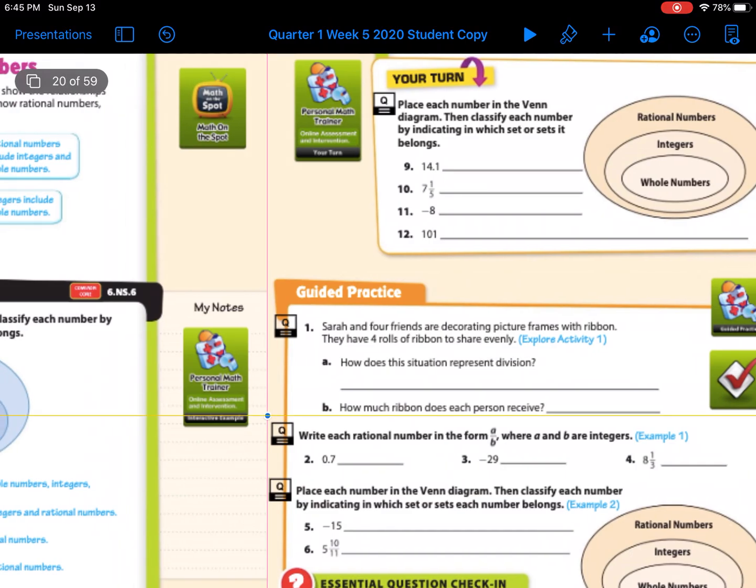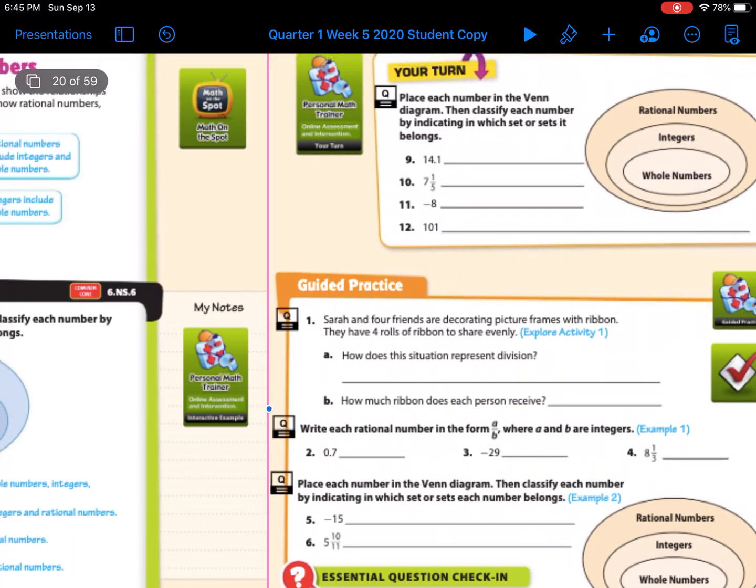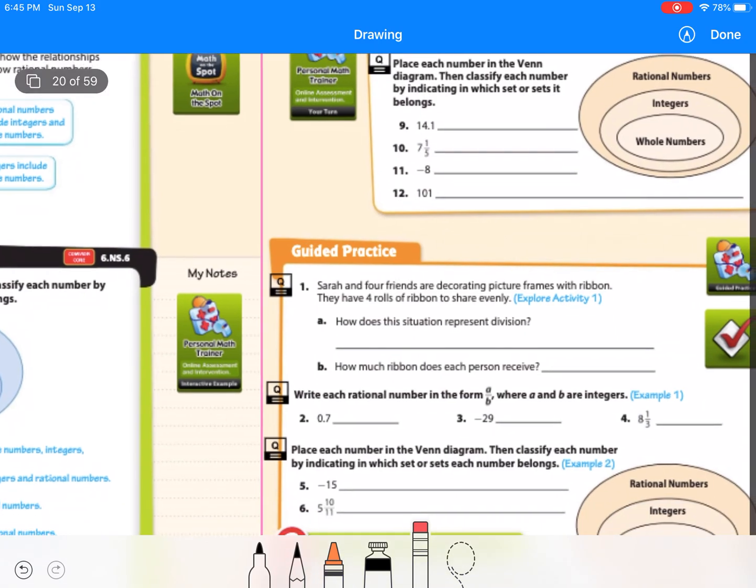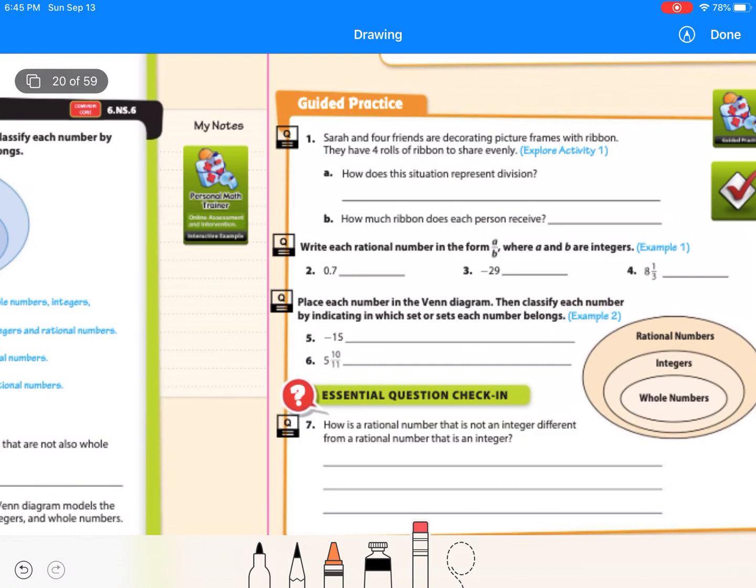I want you to do 9, 10, 11, and 12 by yourself, and we will go over all of those answers during our Google Meet, okay? And number 1 through 7 is your homework. And if you join the Google Meet, I will give you a little bit of help on that. That is the Math 3.1 for today.